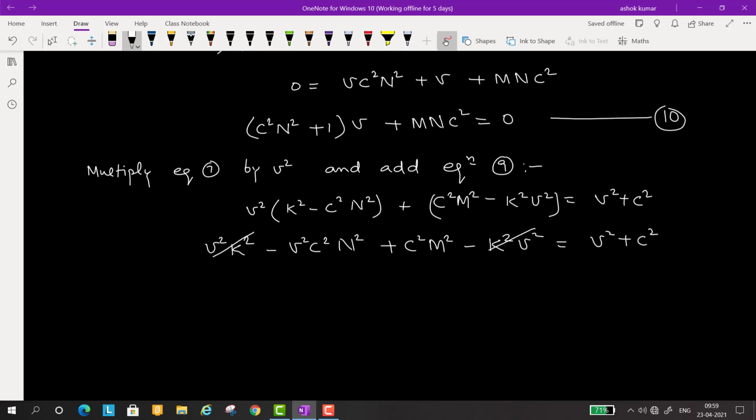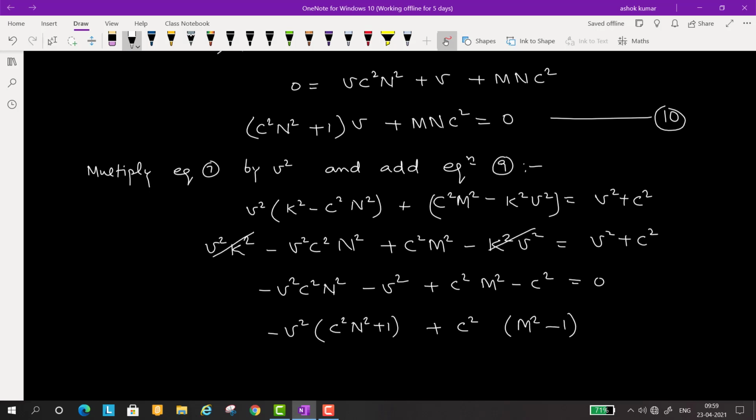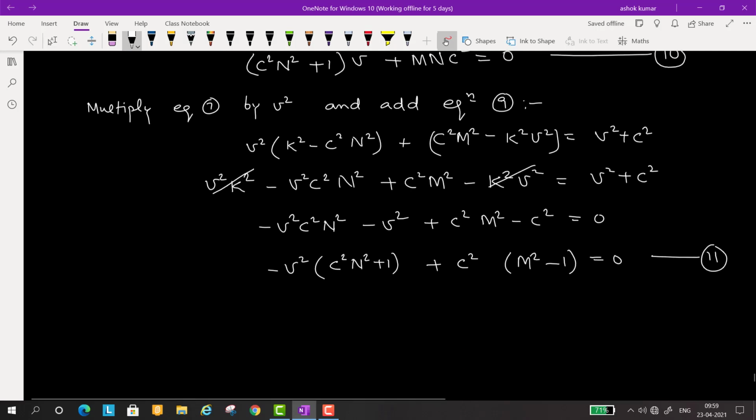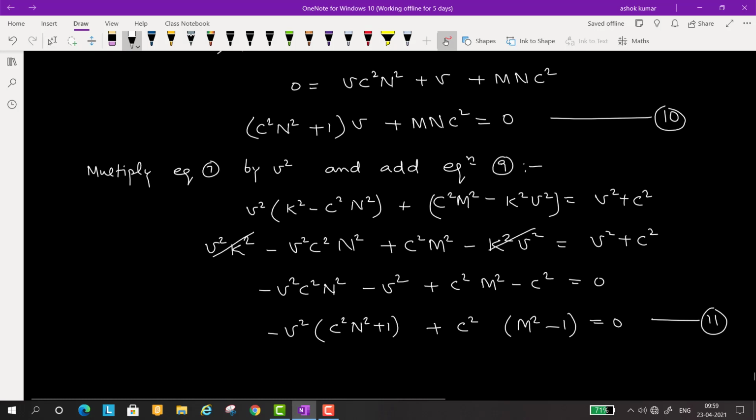So take all the terms on one side. It will be minus v square c square n square minus v square, this term, c square m square minus c square, it is equal to 0. So minus v square, c square n square plus 1, c square m square minus 1, it is equal to 0. So mark this as equation number 11. So now we have two equations, equation number 10 and equation number 11. So now we will be dealing with these two.